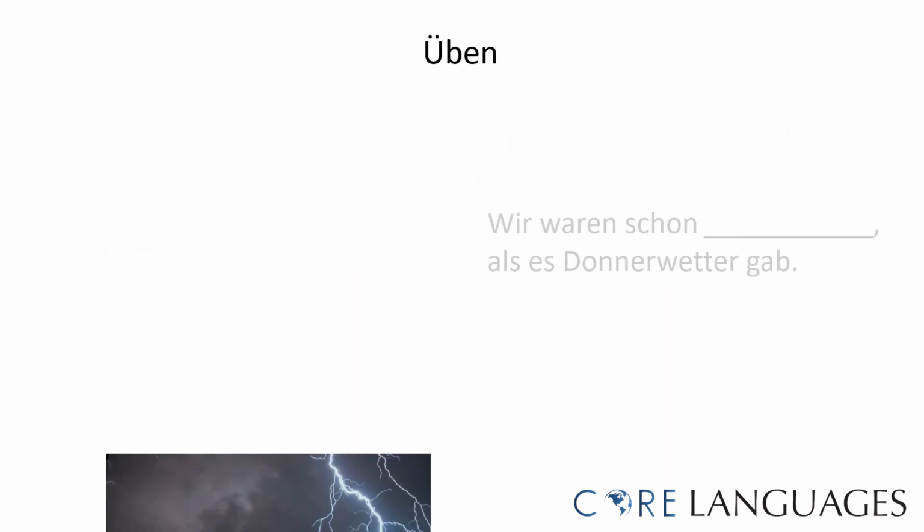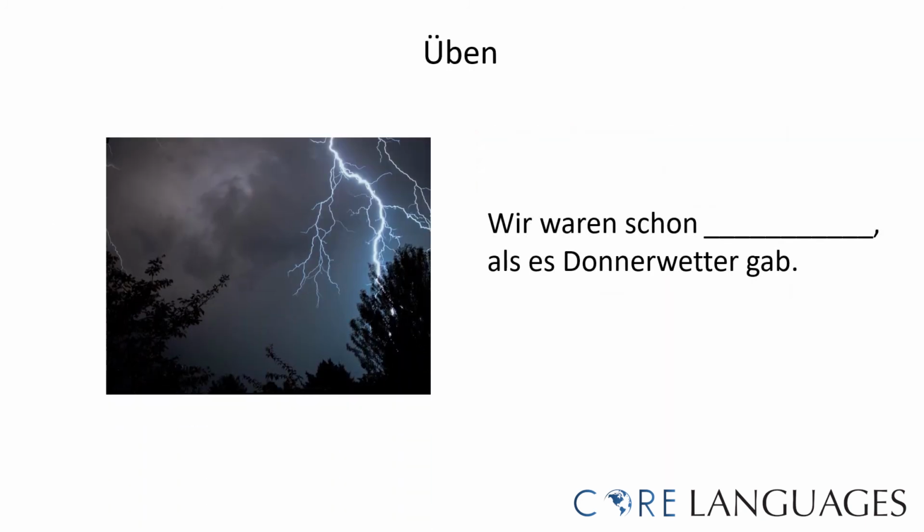And how about this example? Choose the correct participle of the verb einschlafen, to fall asleep. Wir waren schon einschlaft or eingeschlafen, als es Donnerwetter gab. The correct participle for einschlafen is eingeschlafen. We had already fallen asleep when there were thunderstorms.